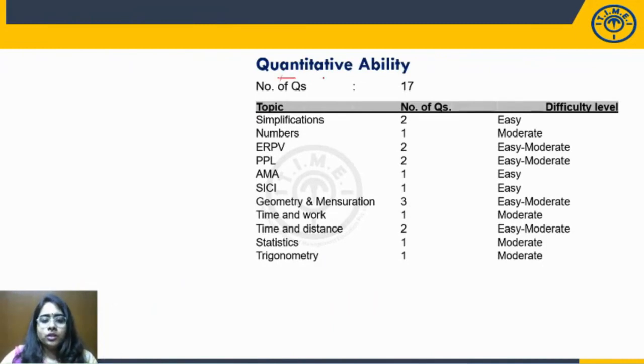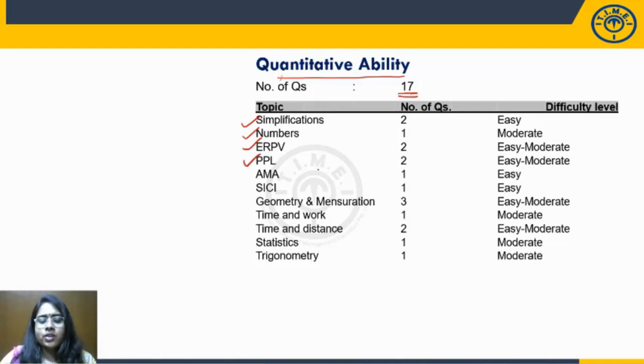Now moving on to the quantitative ability. Under quantitative ability, you had 17 questions. So you had 2 questions on simplifications, which were easy. You had 1 question on numbers that was a little moderate. You had 2 questions related to ratio, proportion and variation types. They were easy to moderate for you to attempt.